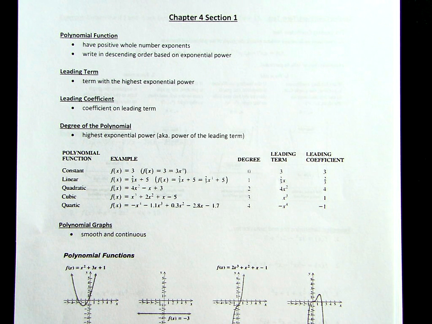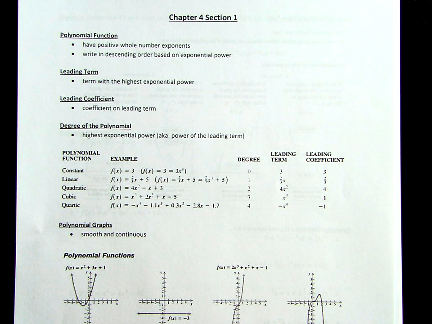Okay, so today we are starting chapter 4, which is all going to be over graphing polynomial functions and finding the various parts of polynomial functions and the different types of polynomial functions. So 4.1 is specifically titled polynomial functions. So what in the world is a polynomial function? Well, it has positive whole number exponents.